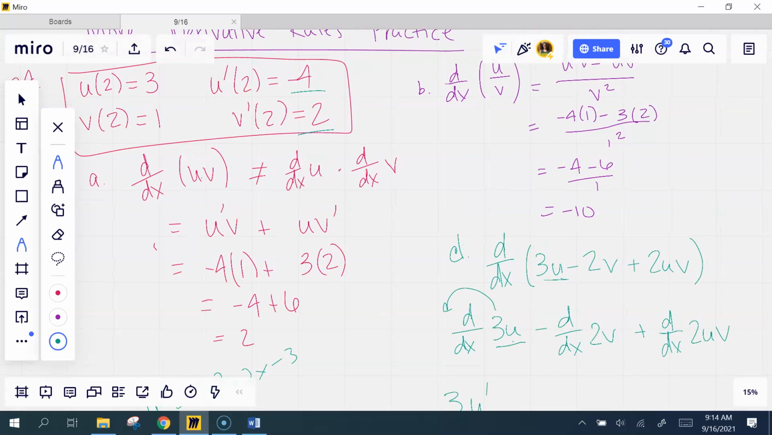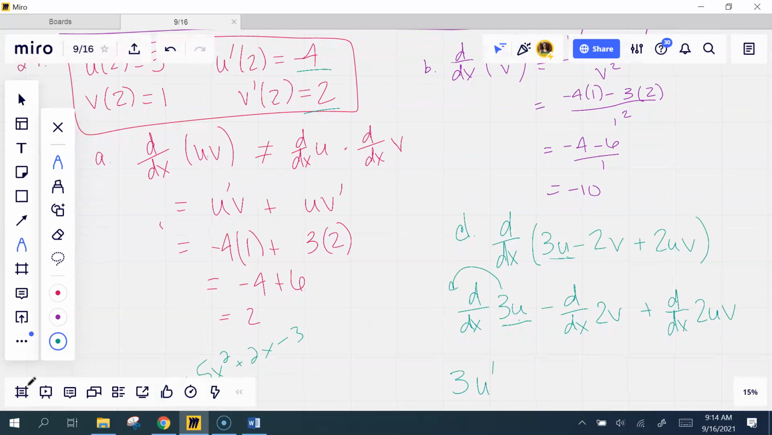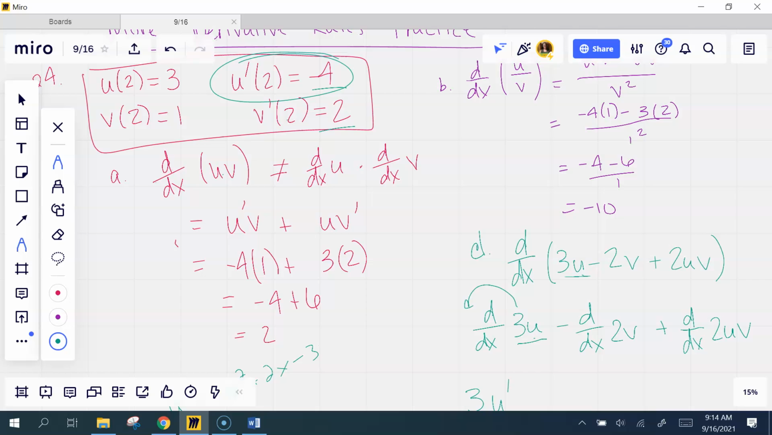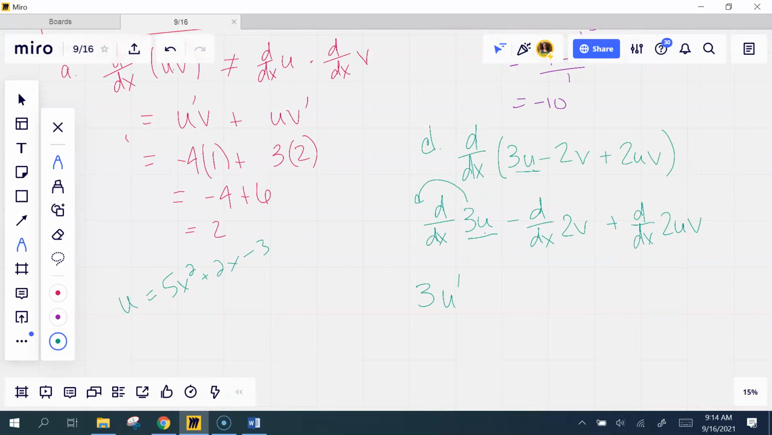Well, it tells me up here, because I'm doing it at 2. Up here, remember, I have it defined. I know what the derivative of u is at 2. Yes, all of these are done at 2. Minus, again, I can pull the 2 out front and just do the derivative. This is the one that's going to be a little bit harder, because it's u times v.